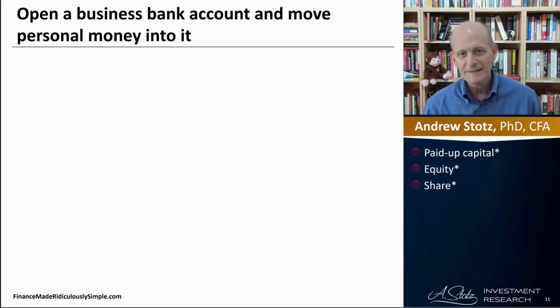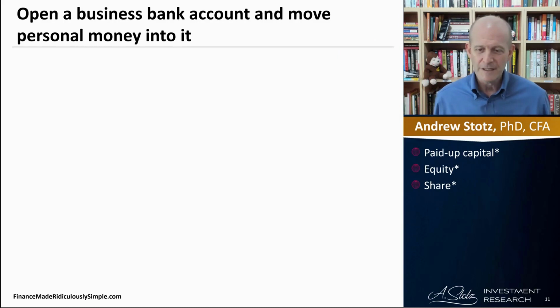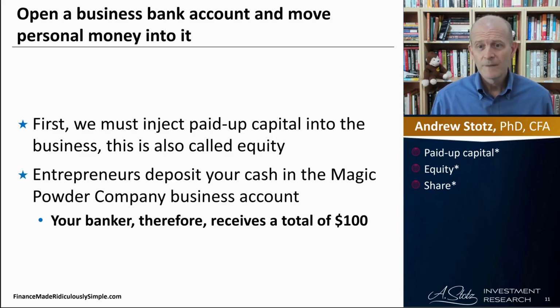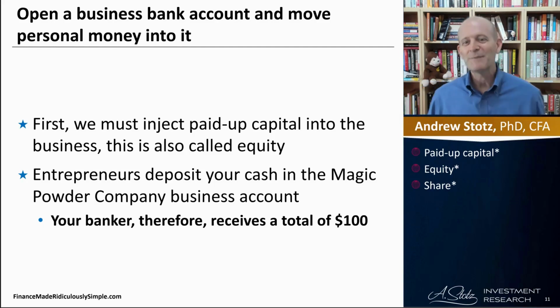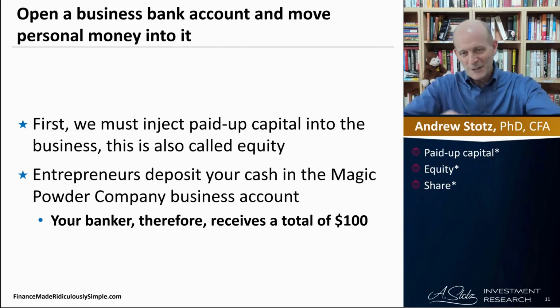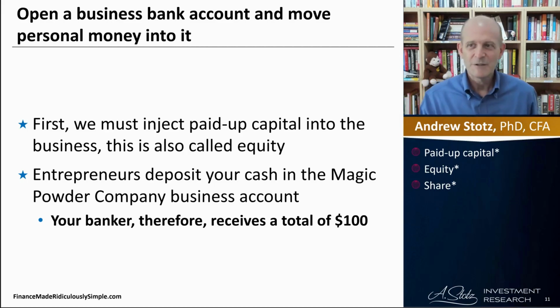So the next thing is we have to open up a business bank account and move personal money into that account. We're going to talk a little bit about paid up capital, equity share, those types of things. But first, we have to inject paid up capital into the business. This is also called equity. Now, entrepreneurs, deposit your cash in the Magic Powder Company bank business account. Your banker, therefore, is going to receive 100, right? So imagine we have our two entrepreneurs. They're going to go to the bank, put in their 50-50, and it's going to get to 100.